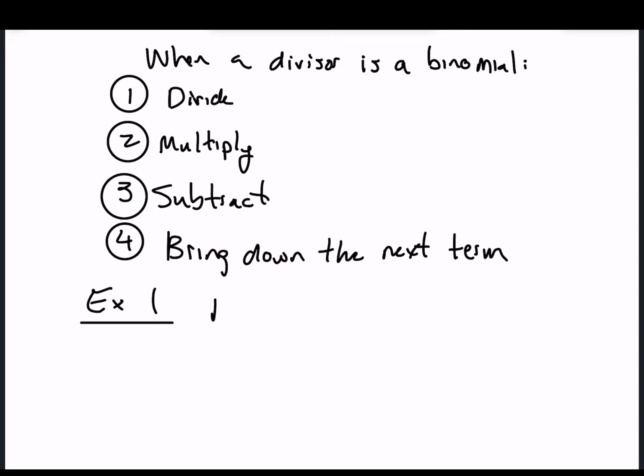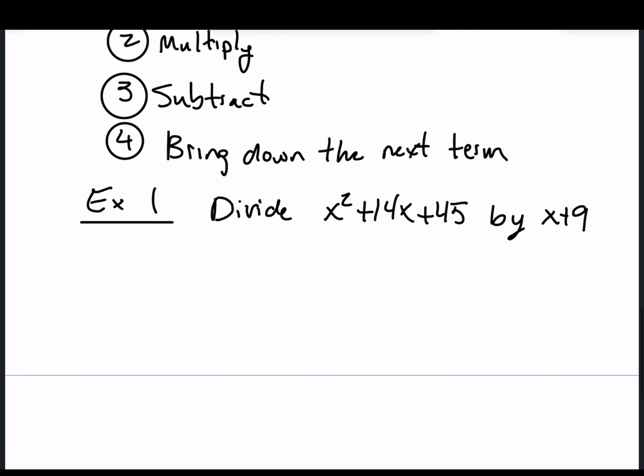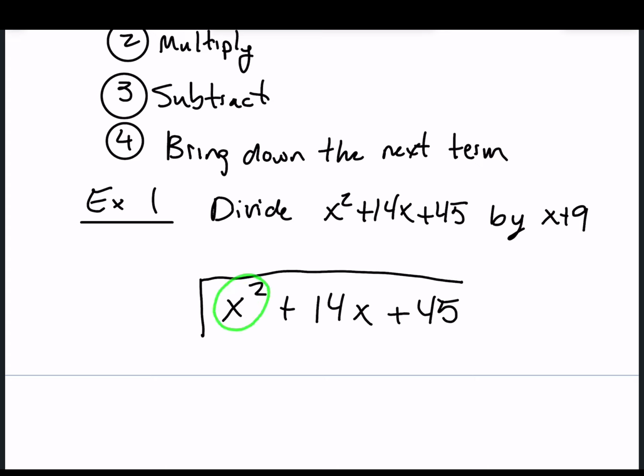So example 1, we want to divide x squared plus 14x plus 45 by x plus 9. We'll set it up in the same way as we would for long division, being very careful to make sure that we have every power of x represented from the biggest to the smallest, and we have a 2, a 1, and a 0. And then our divisor is a binomial, which is x plus 9.